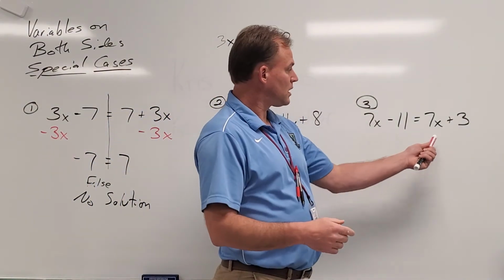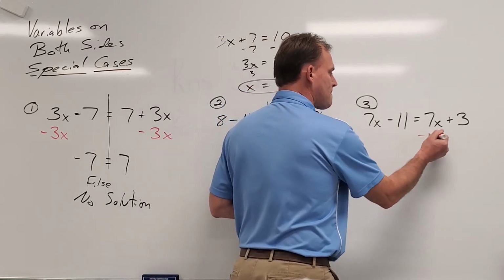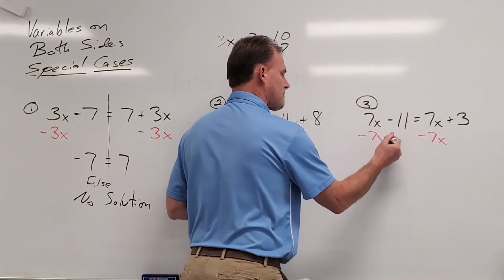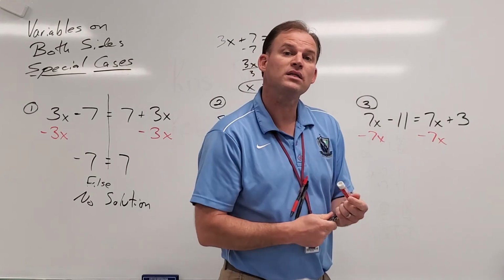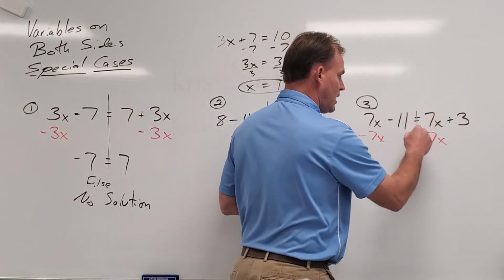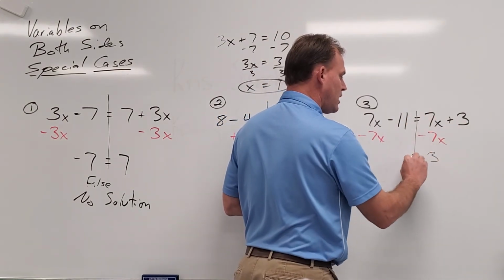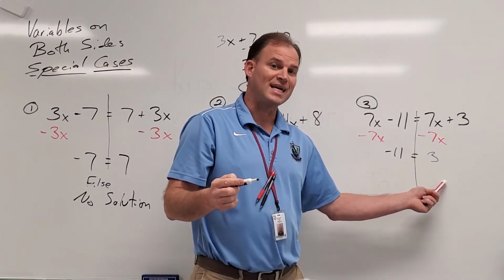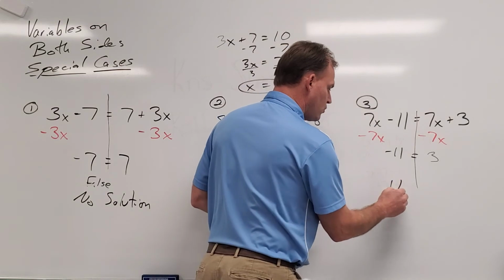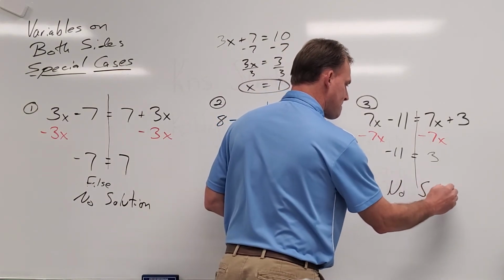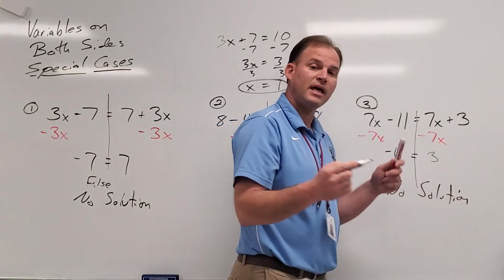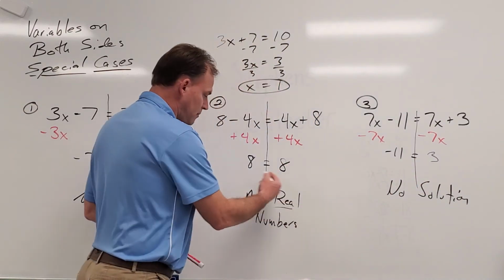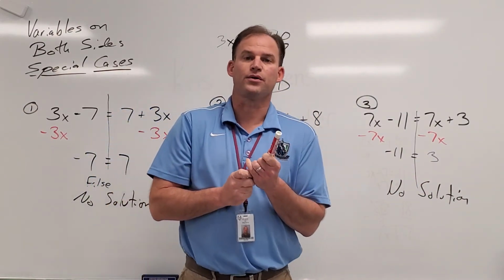Follow your steps. Get the variables on the same side. See what's left over. On this side is a 3. On this side is a negative 11. If they're not true, you write no solution. If they do match, if they are the same number, your choice is all real numbers.